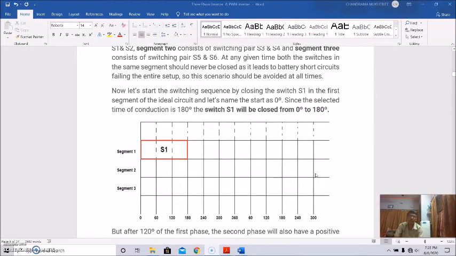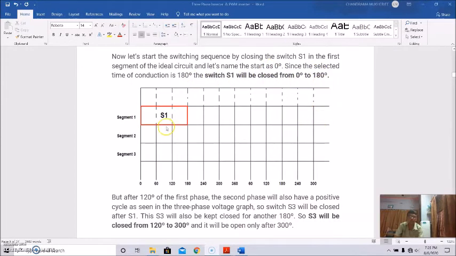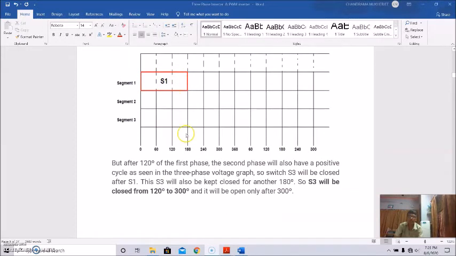Let's start the switching sequence by closing switch S1 in the first segment of the ideal circuit, and let's name the start as 0 degree. Since the selected time of conduction is 180 degree, the switch S1 is closed from 0 to 180 degree. But after 120 degree of the first phase, the second phase will also have a positive cycle, as we have seen in the three-phase voltage graph.